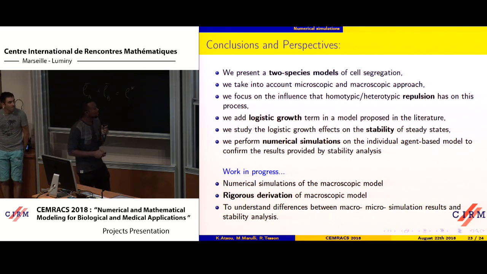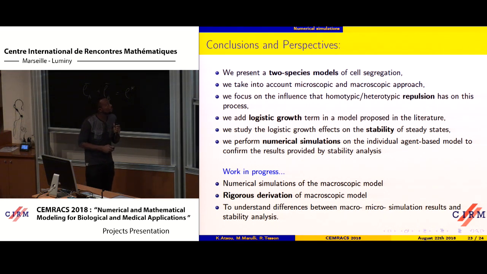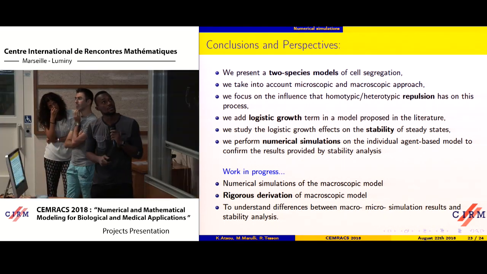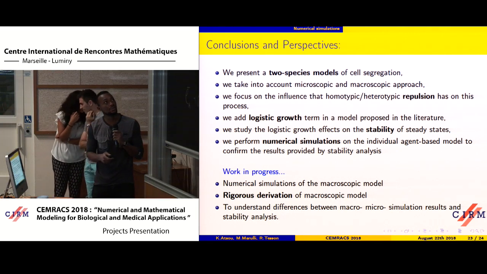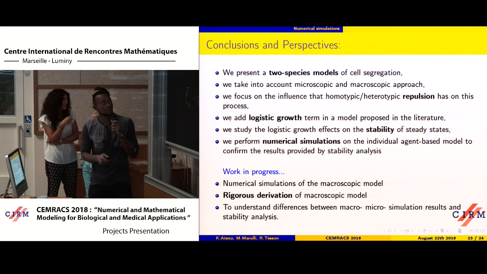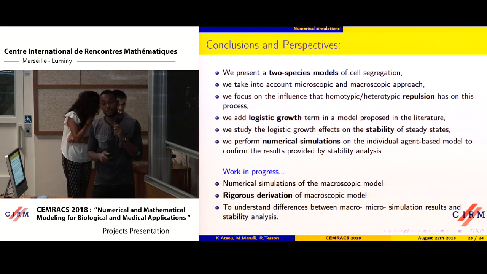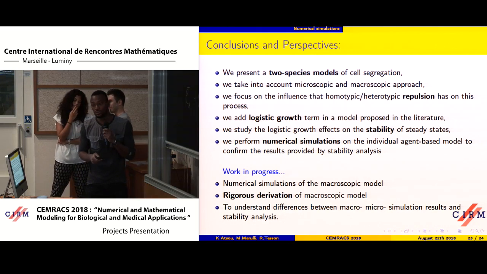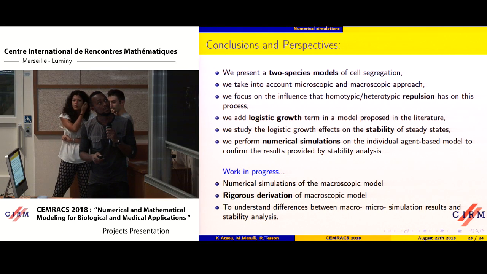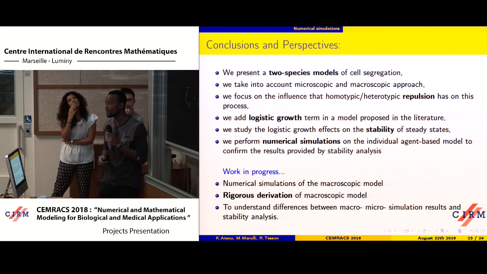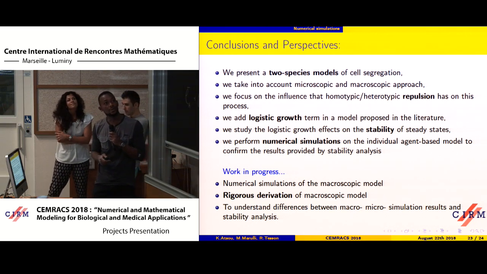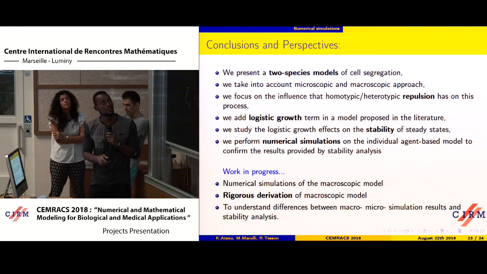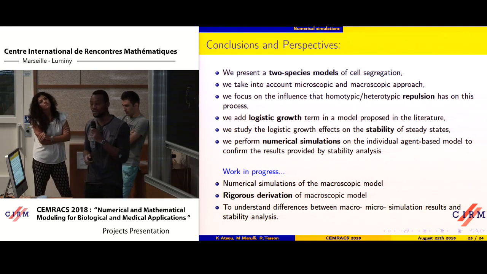So for a conclusion, we present a two-species model for cell segregation, and we take into account in our model a microscopic approach and a macroscopic approach. We focus on the influence of heterotypic and homotypic repulsion, and we add a logistic term to our model, and we study the logistic growth effect on the stability of the steady state. We perform numerical simulations of the individual agent-based model to confirm the result provided by the stability analysis.